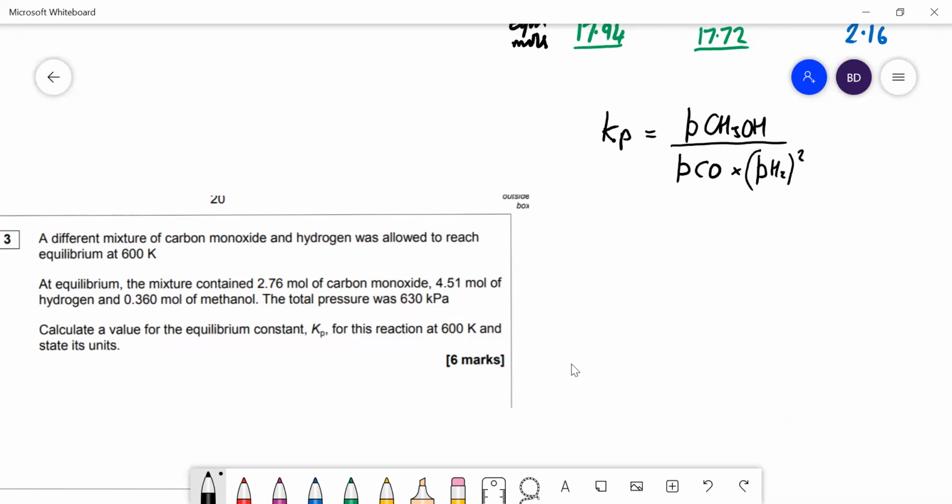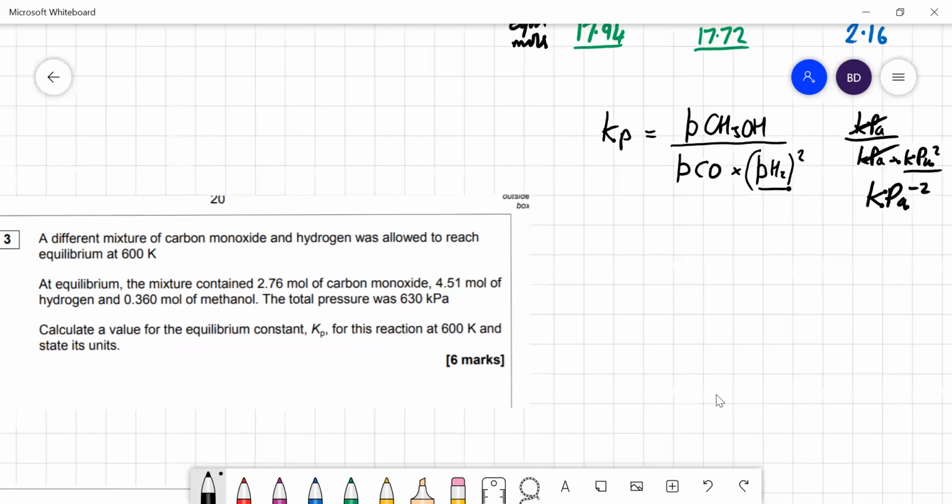Okay, now what are the units of that equilibrium constant going to be? Well, we've got kPa on the top, kPa on the bottom, and then we've got kPa squared on the bottom. They cancel out, so it's 1 over kPa squared, so the units are kPa to the minus 2. Okay, now let's actually work out the numbers.